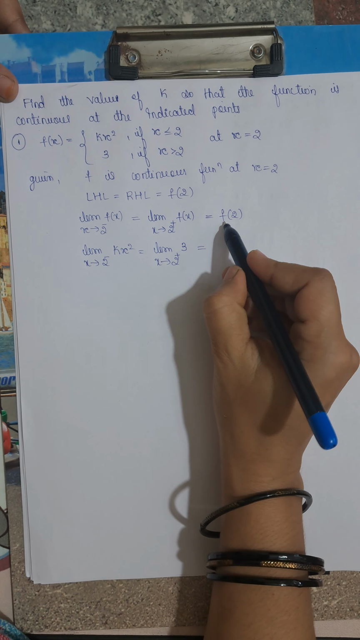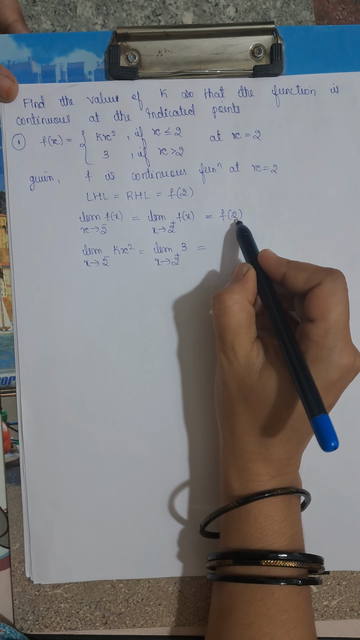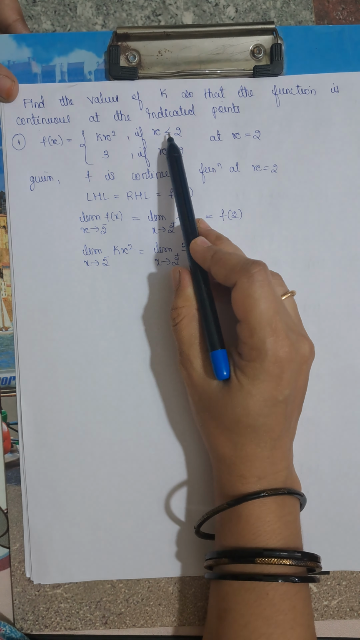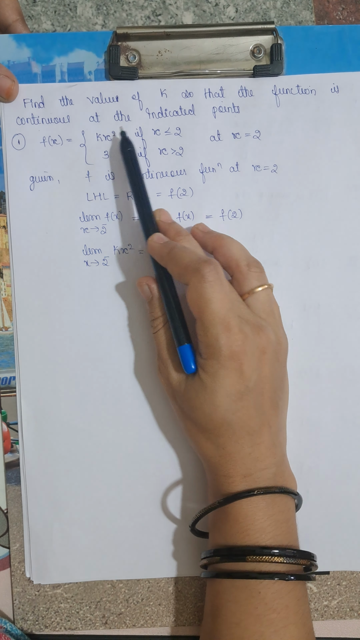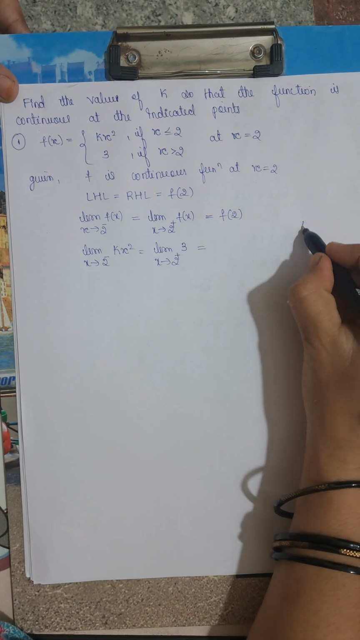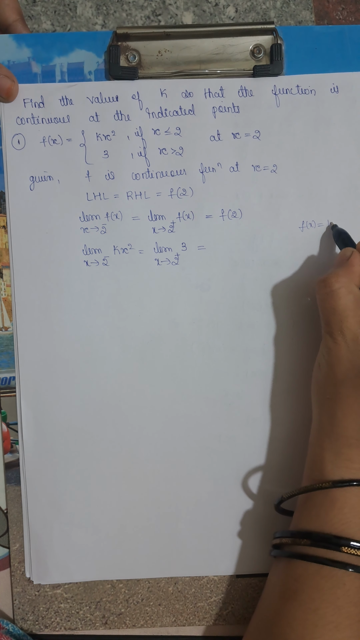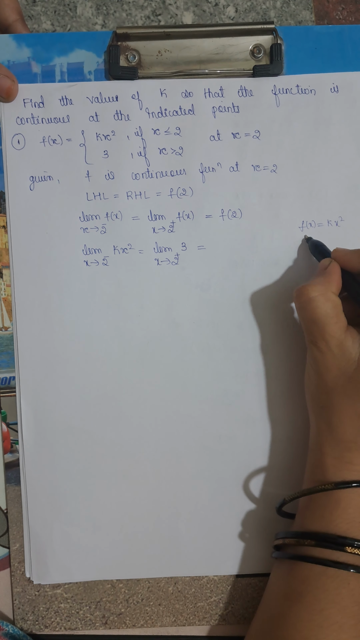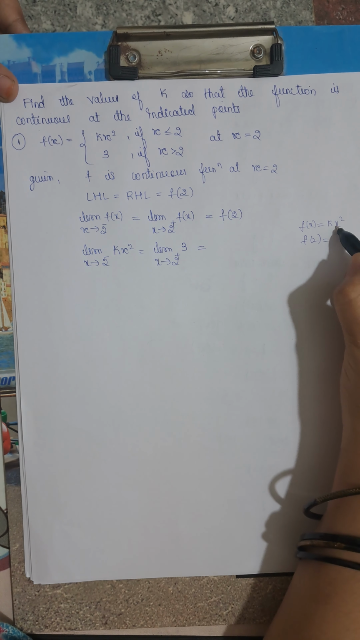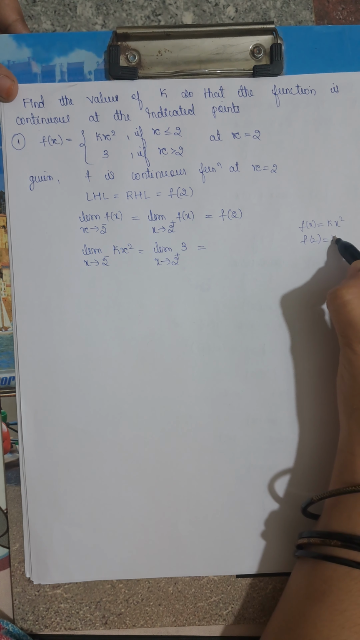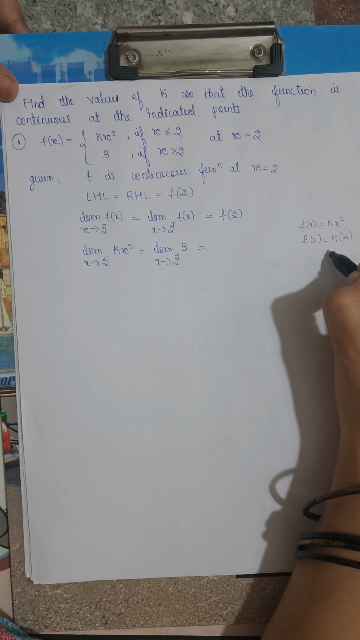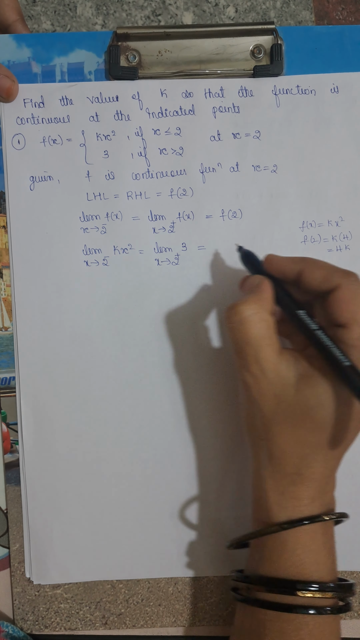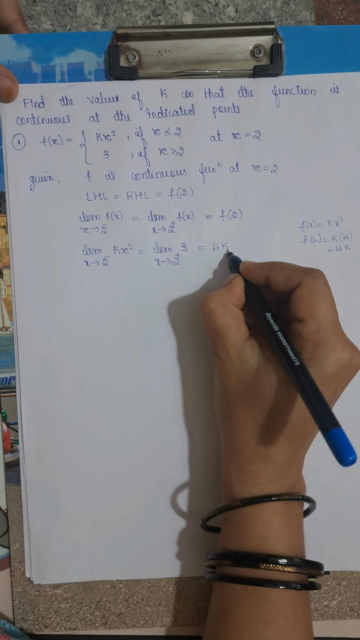That is equal to f of 2. In the sense, at 2, what is f? So at 2, the given function is kx square. So f of x is kx square at 2. Now we need f of 2. That is, wherever x is there, I have to substitute 2. K into 2 square, which is 4. Nothing but we are getting 4k. I'll substitute that as well.